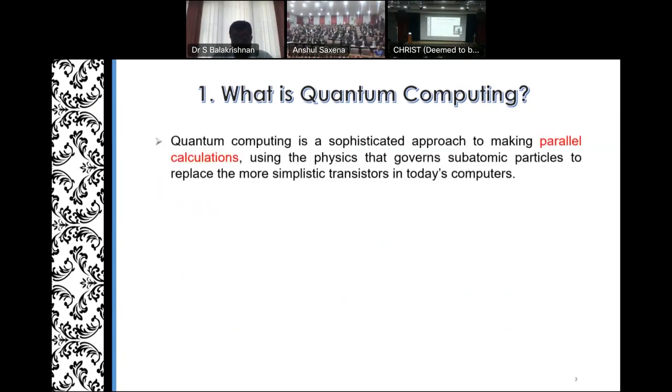That's why quantum computing is a sophisticated approach to making parallel calculations. That's very, very important. At present we are in the process of all kinds of parallel processing. So quantum computing is a sophisticated approach to making parallel calculations, using the physics that govern subatomic particles to replace the more simplistic transistors in today's computers.